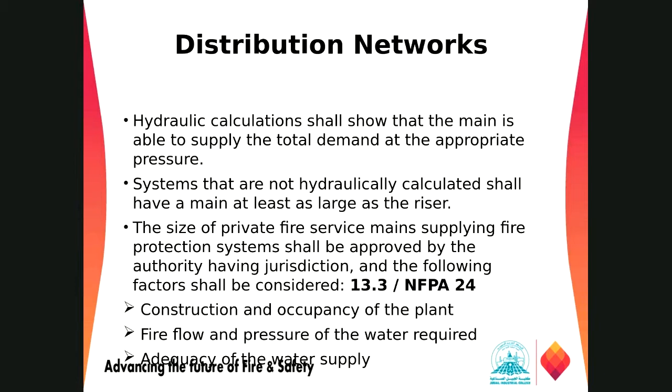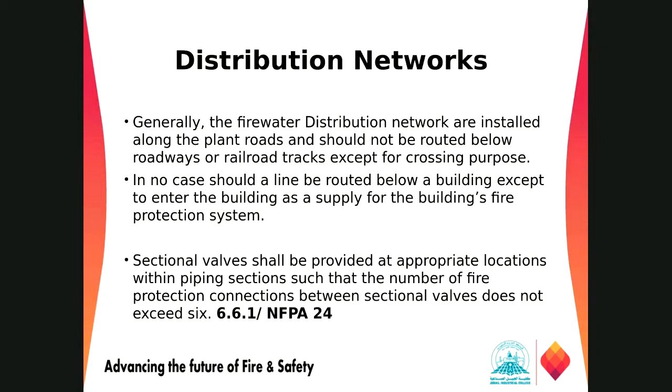And the size of fire service mains supplying fire protection systems shall be approved by the AHJ, right? As per NFPA 24, they said this should be approved by the AHJ by keeping the following things in mind. What is the construction and occupancy of the plant, the fire flow and pressure of water required for those projects? What is the adequacy of water supply? So all those things should be approved by the authorities having jurisdiction, right?